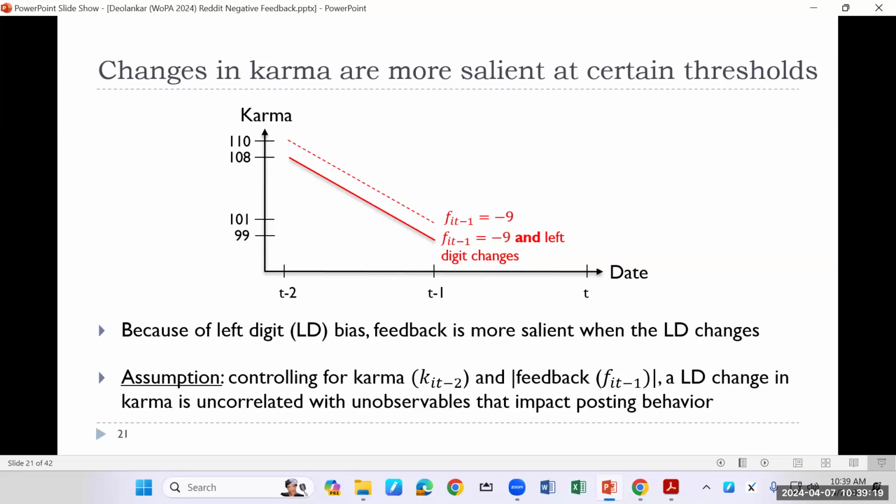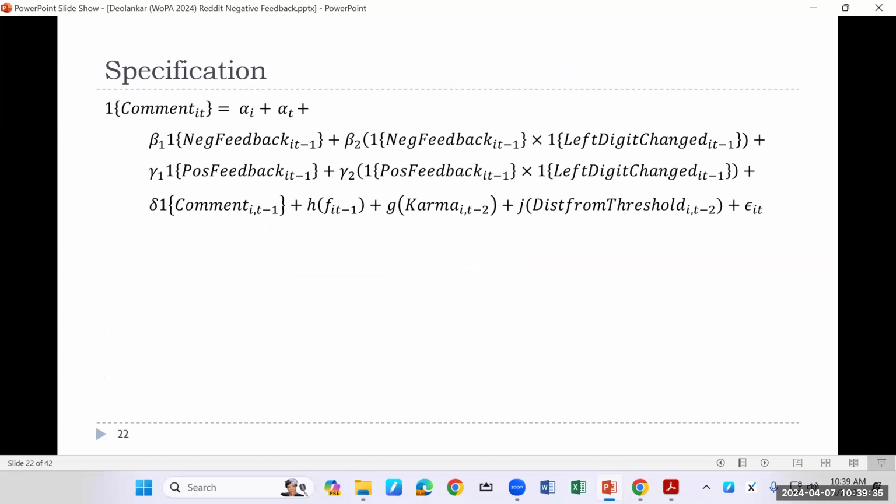So we are going to make the assumption that, controlling for all the Z deltas, that is the time changing user attributes, the occurrence of a left digit change in a user's karma is plausibly exogenous, meaning it is likely to be uncorrelated with unobservables that affect subsequent posting activity.